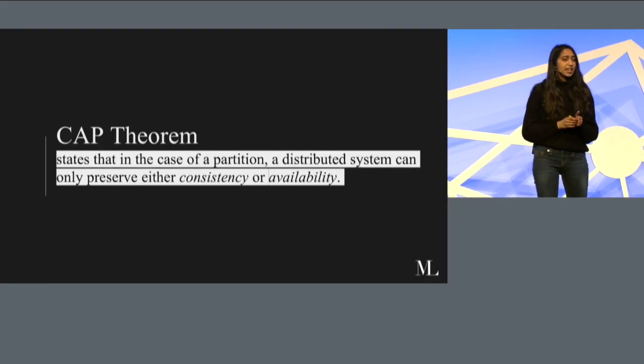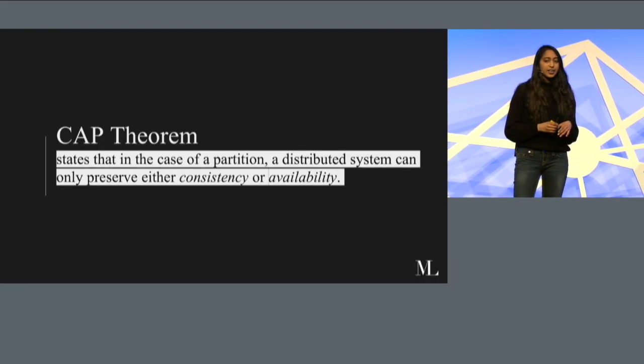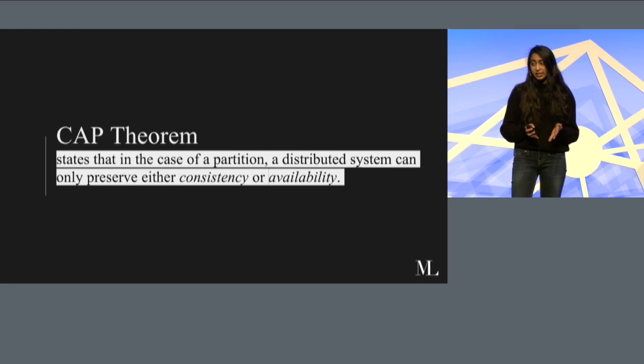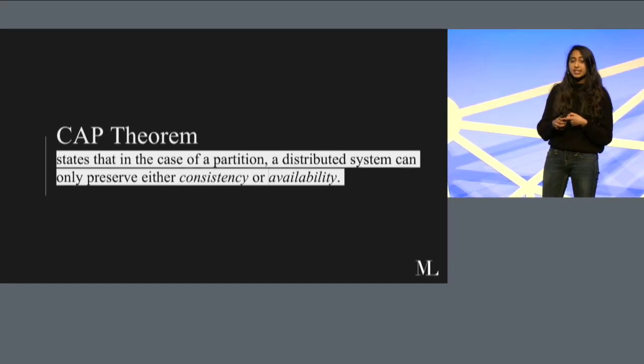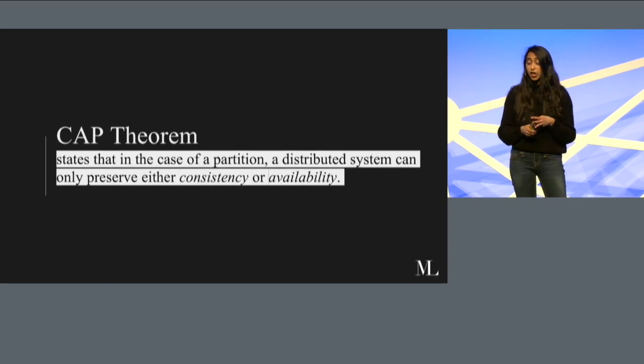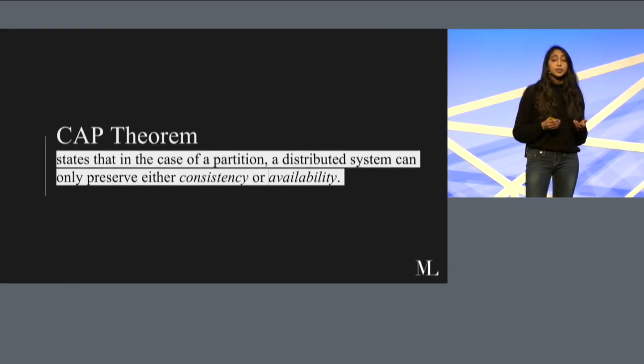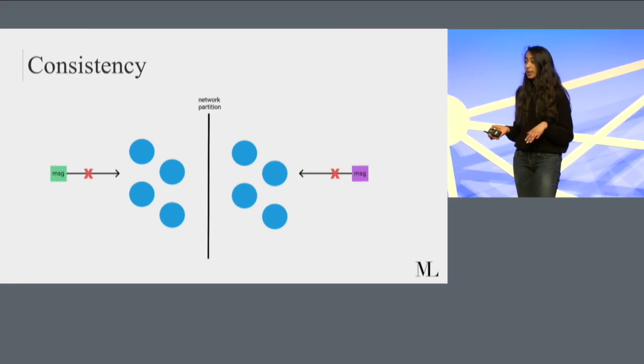So to understand finality a little bit better, it'll be important for us to take a step back and consider the CAP theorem from distributed systems. If you haven't heard of it before, the CAP theorem stands for consistency, availability, and partition tolerance, and states that in the case of a partition, a distributed system can only preserve either consistency or availability. So let's explore this a little bit more.